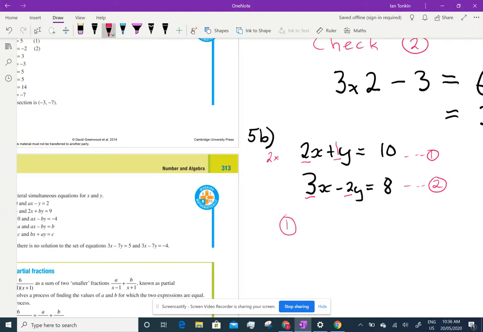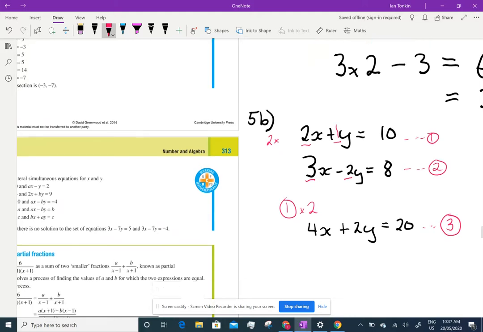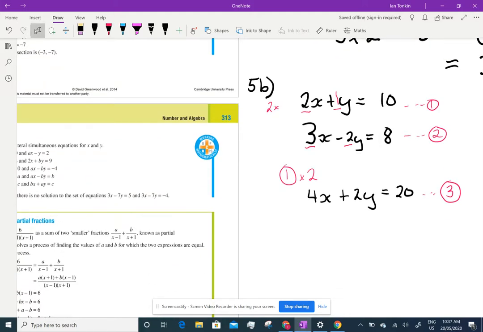I'm going to take equation number 1, and I'm going to times it by 2. I have to multiply everything by 2. So 2 times the 2x is 4x. 2 times the y gives me 2y. And 2 times the 10 gives me 20. That's the most common mistake. People forget to multiply the constant. Now, even though this is the same equation as number 1, I'm going to label it equation number 3, because I'm now going to do something with equation number 2 and number 3.